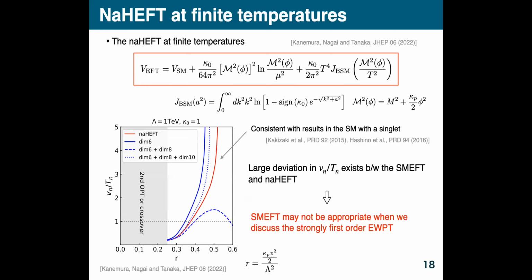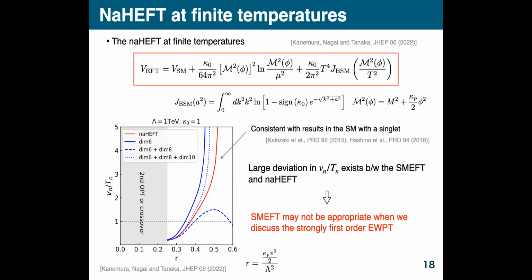And so far, we have discussed the nearly aligned Higgs EFT at zero temperature. However, when we discuss the dynamics of the electroweak phase transition, of course we should take into account the thermal correction. And we extended this EFT to the finite temperature system. And this is the effective potential at finite temperature in the nearly aligned Higgs EFT.